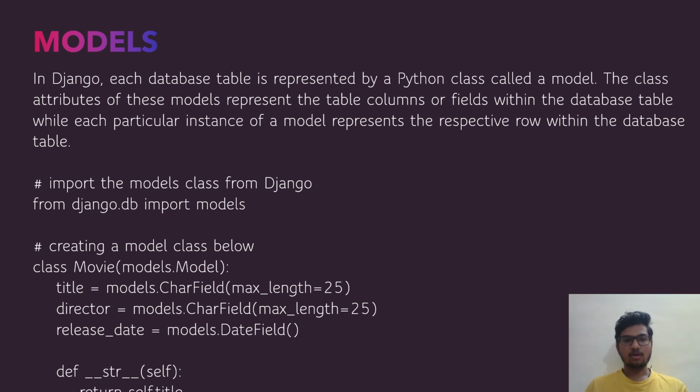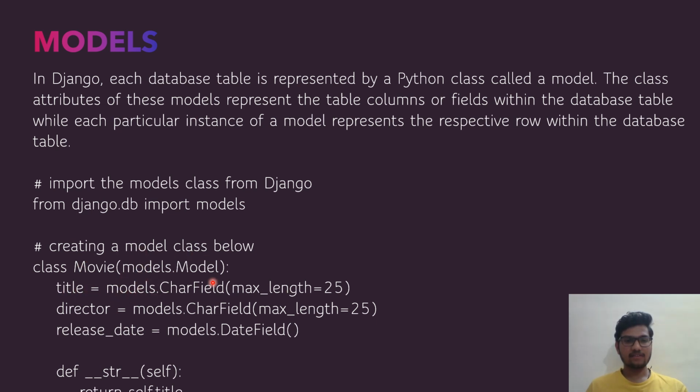First, we will import the models class from Django, that is, from django.db import models. Next, we will be creating a model class below using the code. We'll be creating a class called Movie. So, class Movie(models.Model). Then the title of the movie should be given in this field.